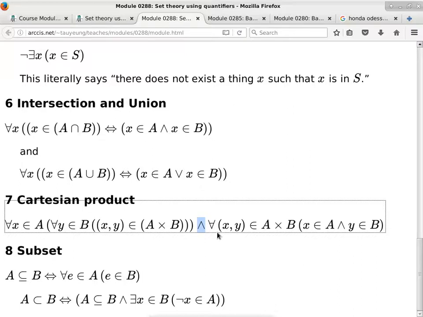Let me illustrate why I said that. So if you only have this part here, without the second part, this part says, okay, for everything x in A, for everything y in B, (x, y) is an element of the Cartesian product of A cross B. What about something that is not from A or B? Can that be in the Cartesian product under this definition?